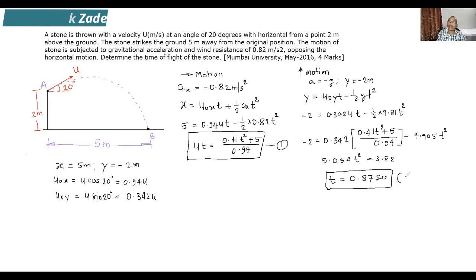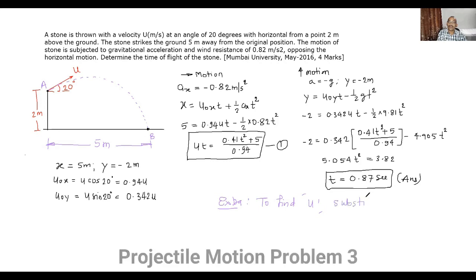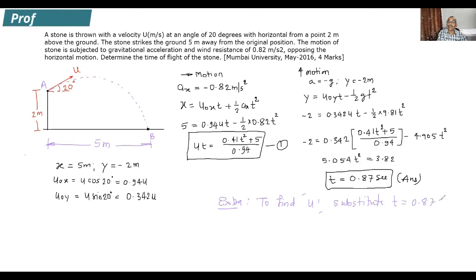Now in this problem it is not asked, but if the problem also asks to find the initial velocity of projection, then you can substitute, which is not asked here, to find the velocity u. What we'll do is simply substitute t equal to 0.87 second in equation 1 and find u if the problem asks for it. Thank you very much.